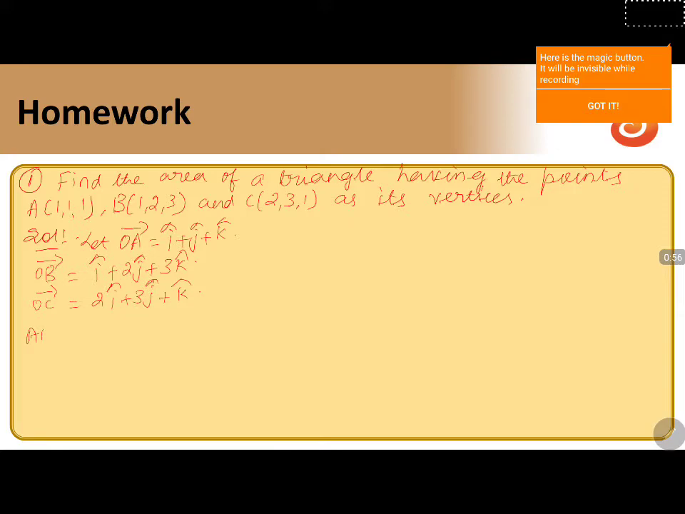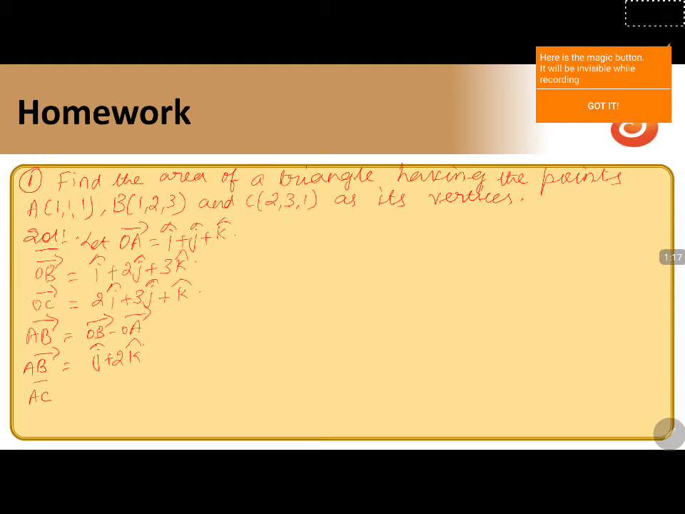Now first we will calculate AB vector. The formula is OB vector minus OA vector. When OA vector is subtracted from OB vector, we get j cap plus 2k cap, and that is known as AB vector.